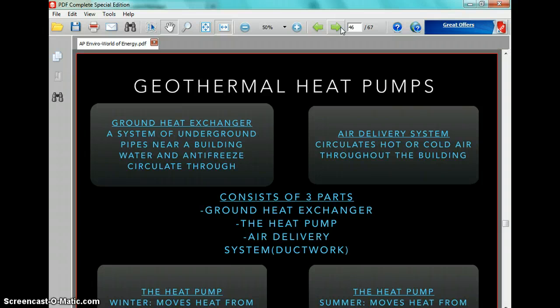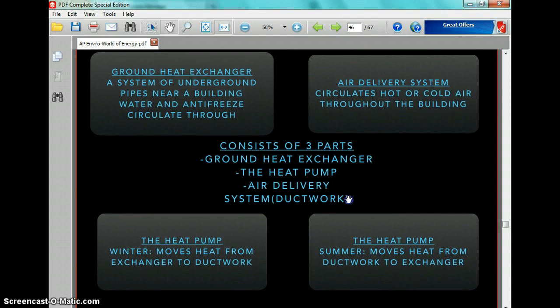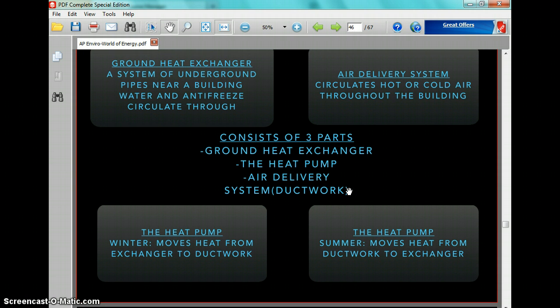Geothermal heat pumps, these are used to heat circulating systems. There are three different parts: the ground heat exchanger, the heat pump, and the air delivery system, which is also called ductwork. The ground heat exchanger is a system of underground pipes.